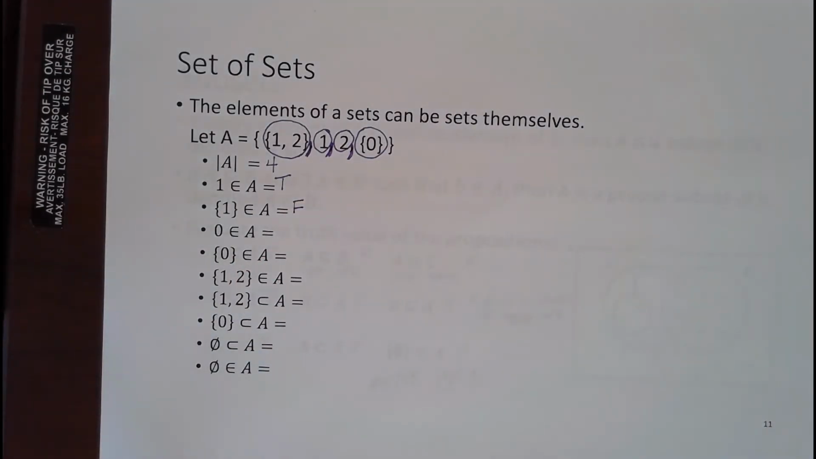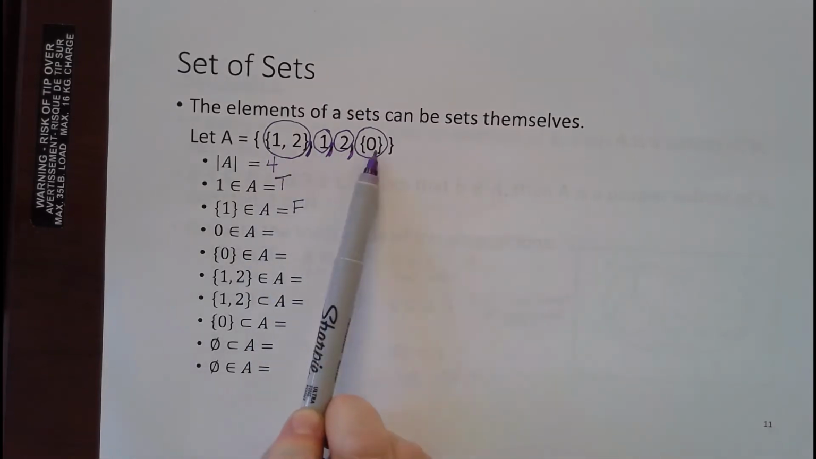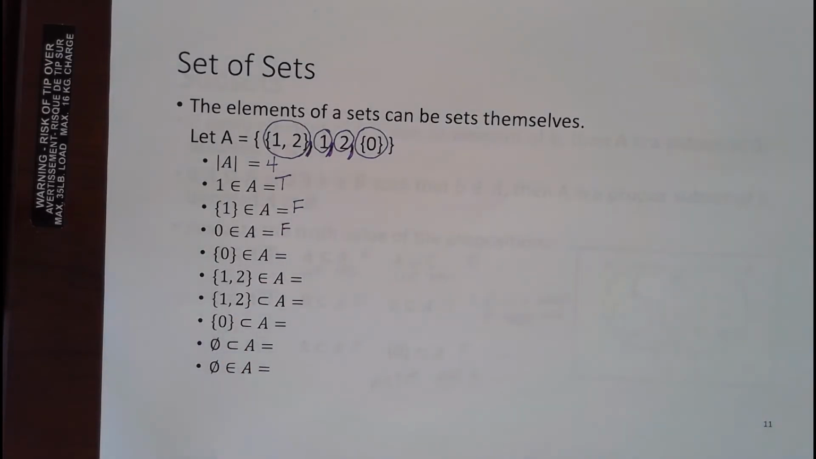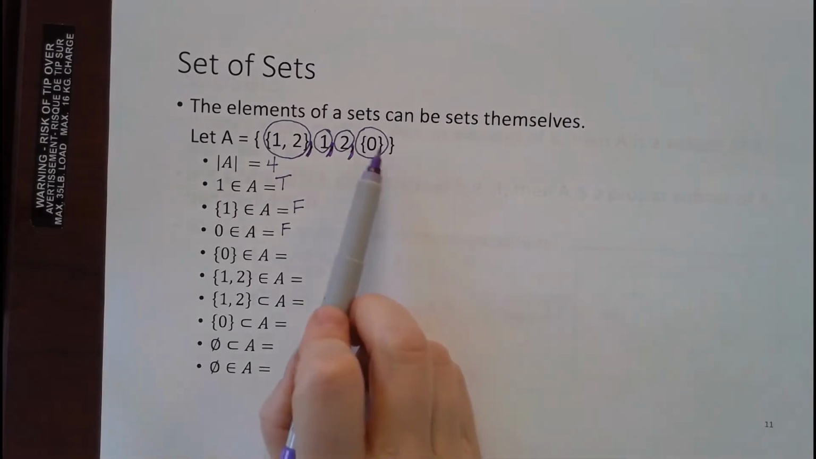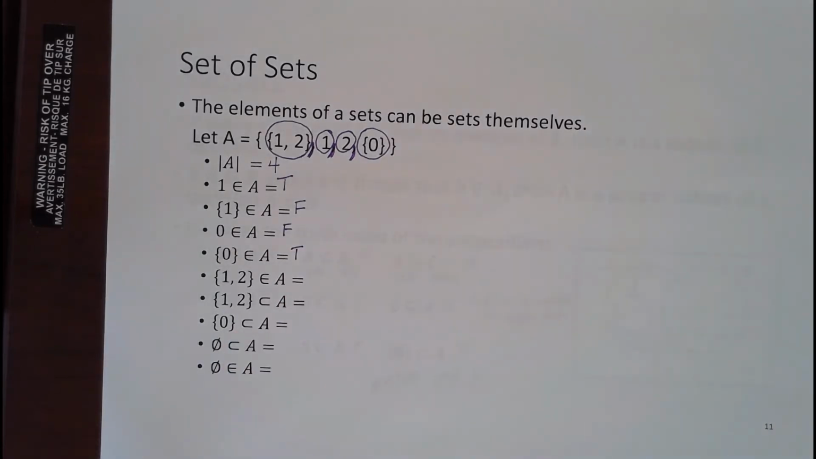Is the integer 0 an element of set A? Nope. That's not 0, that's not 0, that's not 0, and that's not 0 either. It's not in there. Is the set containing 0 an element of A? Yeah, that one is there, right there. Is the set containing 1 and 2 an element of A? Yes.